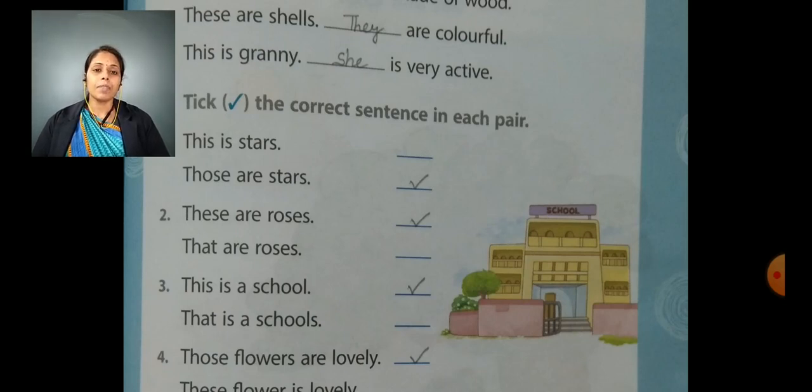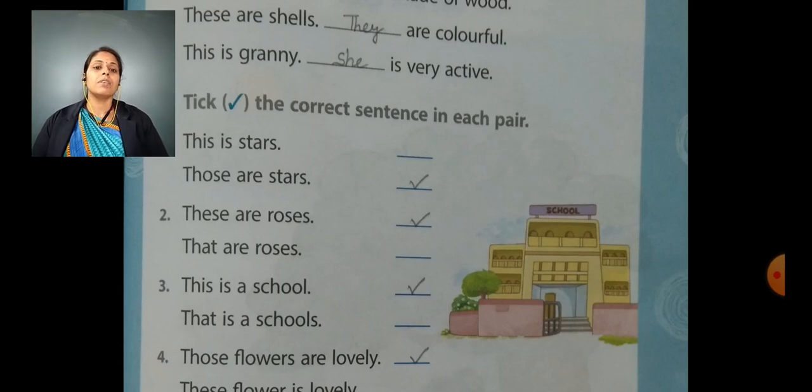Next, these are roses, that are roses. So that are roses is not the correct sentence. What is the correct sentence? These are roses. ये सब गुलाब हैं, तो गुलाब की संख्या एक से ज़्यादा है, तो यहाँ पे हम these का यूज़ करेंगे. These are roses because this shows more than one. Roses shows more than one in number, so these are roses. Here in this sentence we can put the tick.